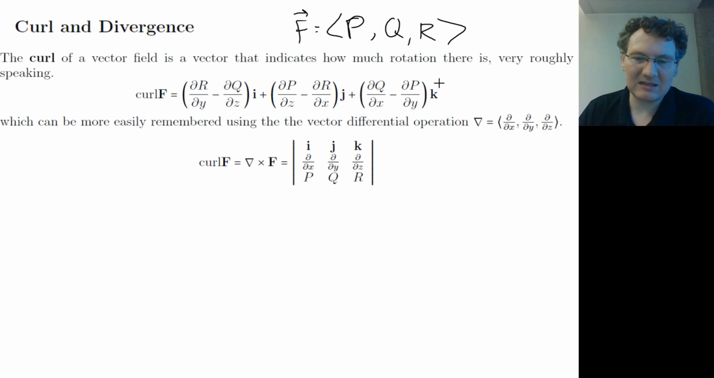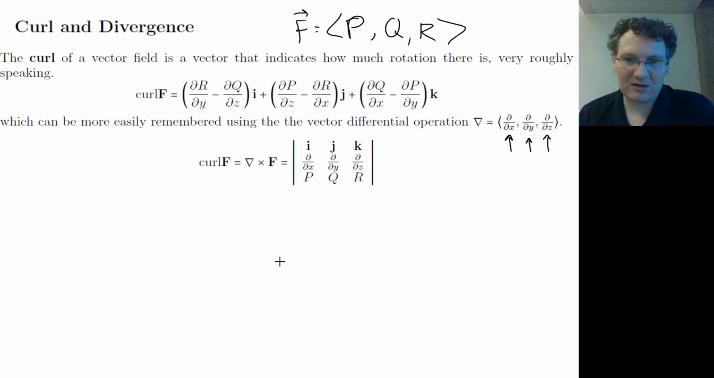Now this is not so easy to memorize, but if you create this differential operator, the curl is really the cross product of the differential operator and the vector f. So the vector f has components P, Q, R. The differential operator is the three differentials, partial with respect to x, partial with respect to y, partial with respect to z. If you put those into a cross product, then when you evaluate this determinant, that's how you get the curl.